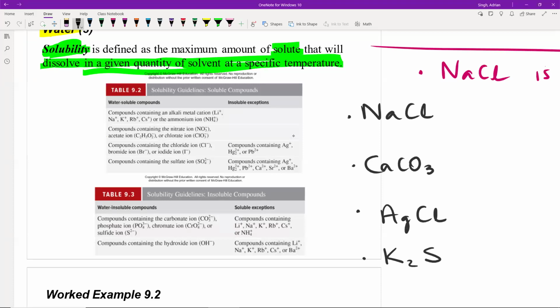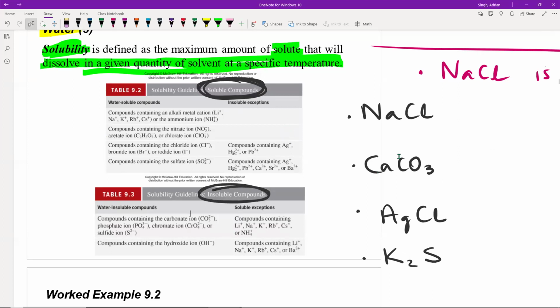Okay, so what we're going to do when you have your ionic compound, you're going to look at these tables. There are two parts to the table. First, it tells you about general rules for soluble compounds, things that dissolve in water, that are water soluble. And the second table looks at insoluble compounds. These are generally things that are insoluble. So we're going to look to find out ions in each of these.